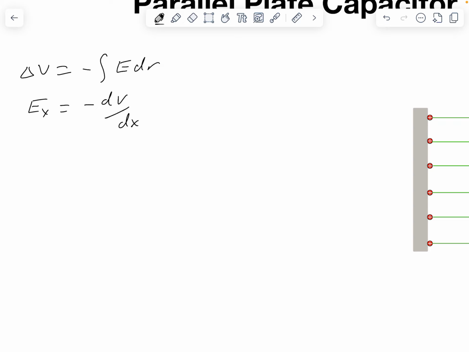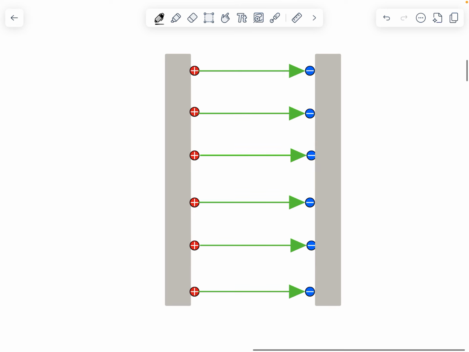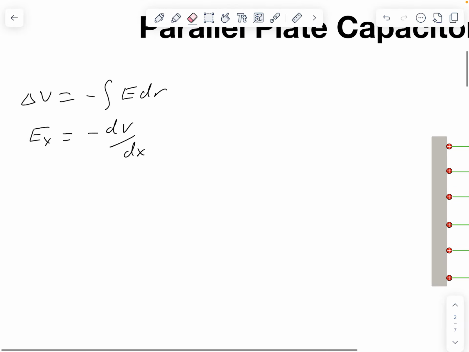Now, the negative sign that's there: if we go over to our plates, our electric field in this case points to the right. If we want an increase in voltage, if we want to give the positive charge more energy, we have to move against the direction of the electric field. So the higher voltage would be to the left in this case, and the lower voltage would be to the right. Anyways, so what can we do with this?